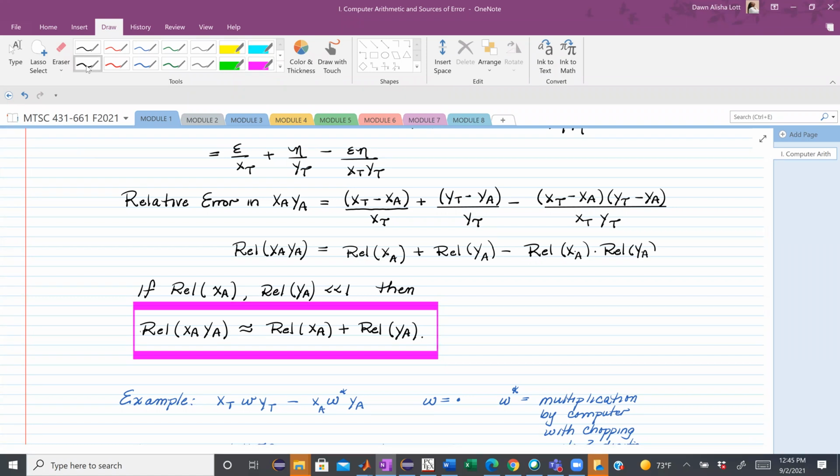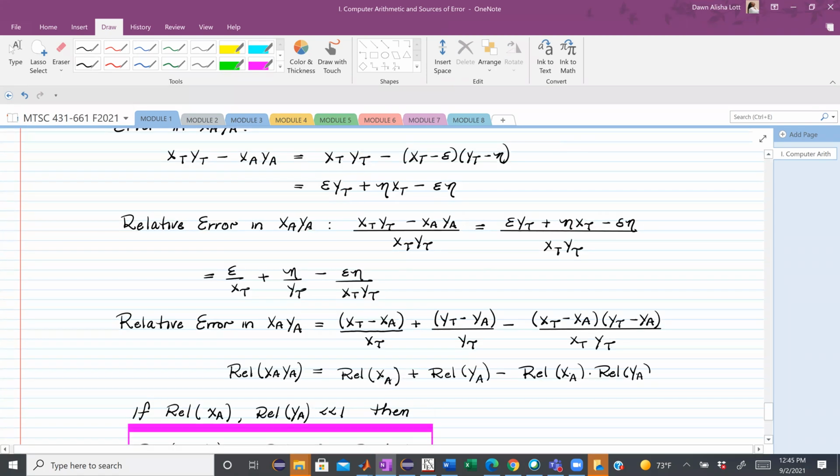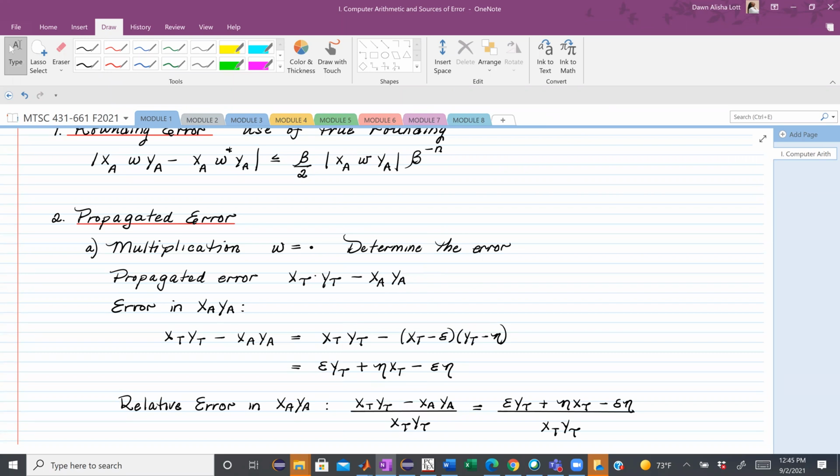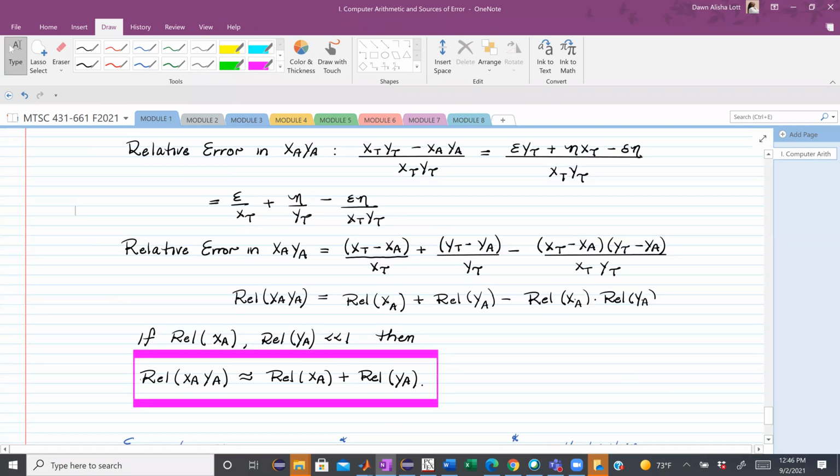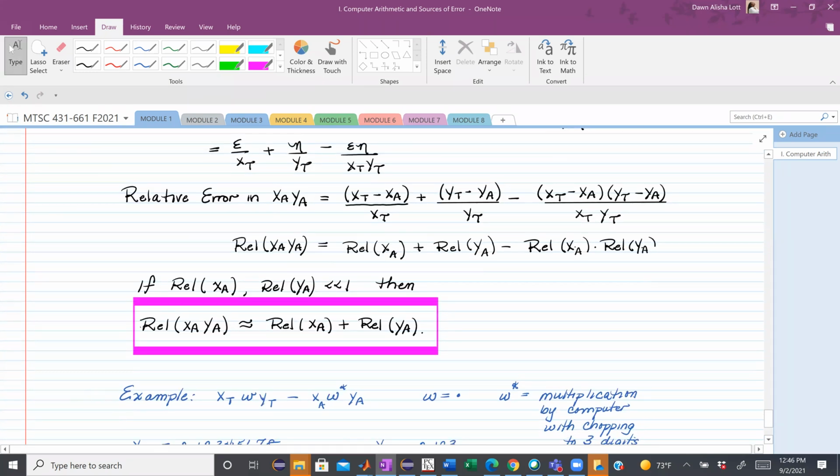Okay, so basically the operation we were looking at was multiplication. So omega equaled multiplication. If we multiply X true times Y true and subtract off what the computer's approximation values for XA and YA give, we get that if the relative errors are really small, then the relative error in the multiplication of two approximate values is almost equal to just summing up the relative errors in each individual piece.